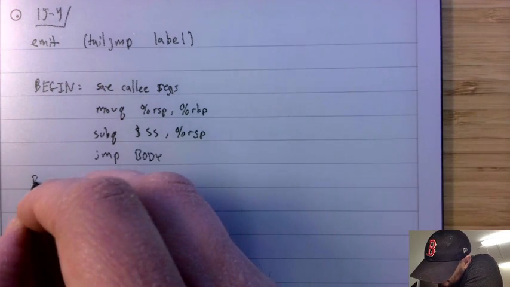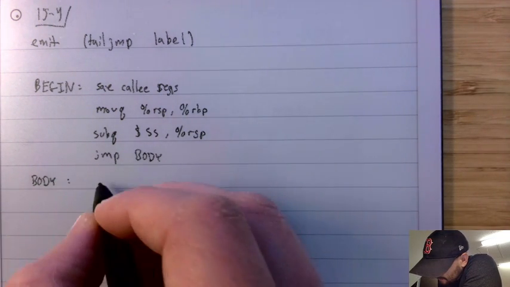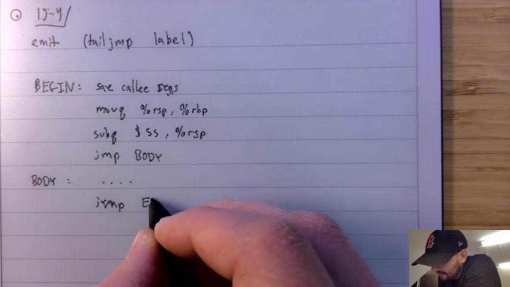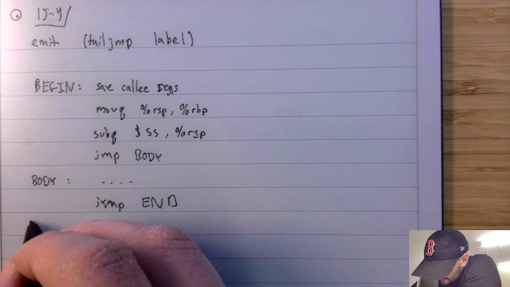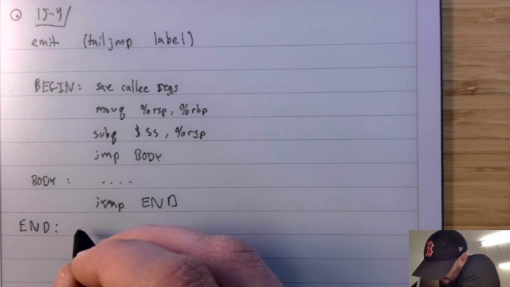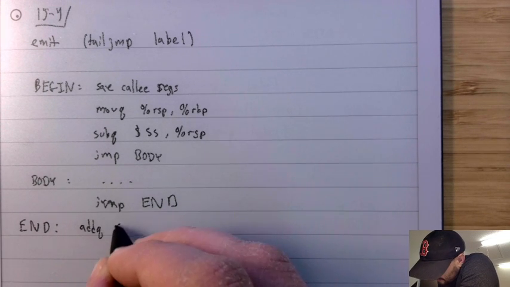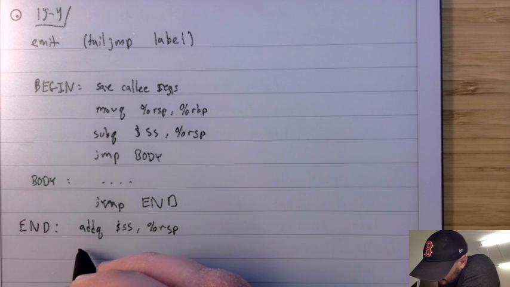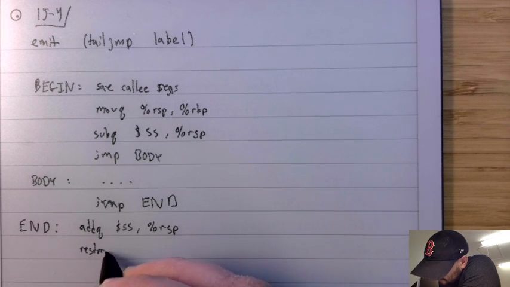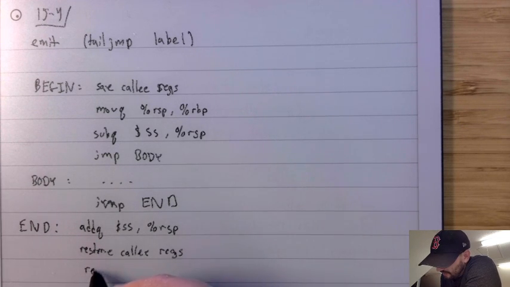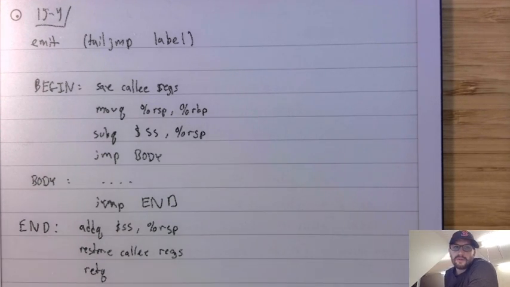Okay, then inside of the body somewhere, we have a jump to the end. And then what the end does is it's going to addq the stack space to %rsp, and then it's going to restore the callee registers, and then it's going to do a retq. Okay.